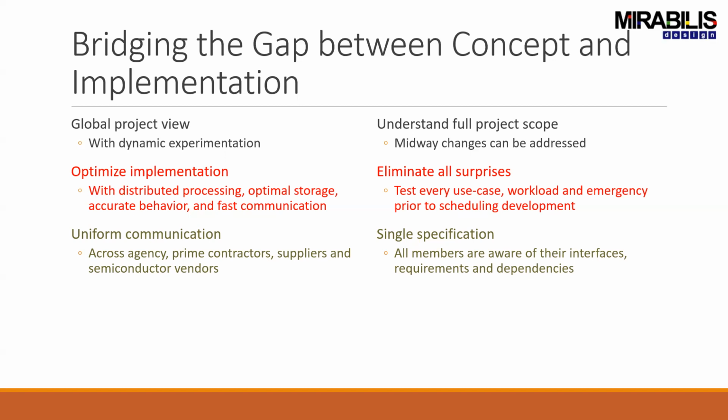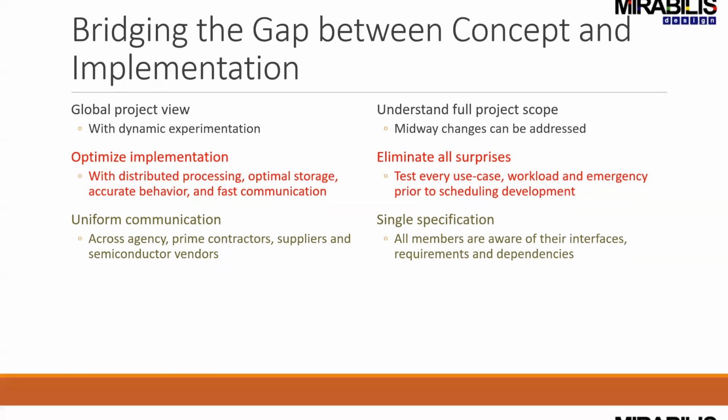It also helps you optimize implementation, because this is done very early in the design process. As soon as you have the requirements defined, you can start building the future prototype to do architecture exploration. By doing that, you can eliminate all the surprises that might come up later in the development cycle. It also helps you keep a single specification flow where all the members involved in the project are aware of what their interfaces are doing and whether the requirements and dependencies are satisfied throughout the process.